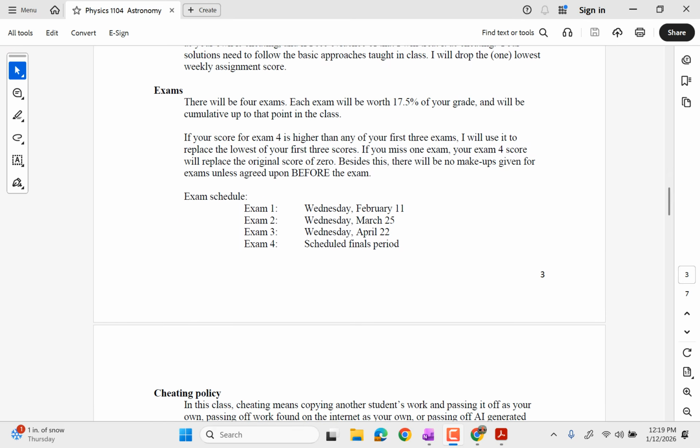And then the biggest chunk of the grade, 70% of the grade is exams. There are 4 of these, so they're each worth 17.5%. Each exam is cumulative to that point in the class, which means you have to be ready for the first stuff we do in this class for each one of these exams. It's not just the material that we've covered since the last exam. It goes all the way back to the beginning.